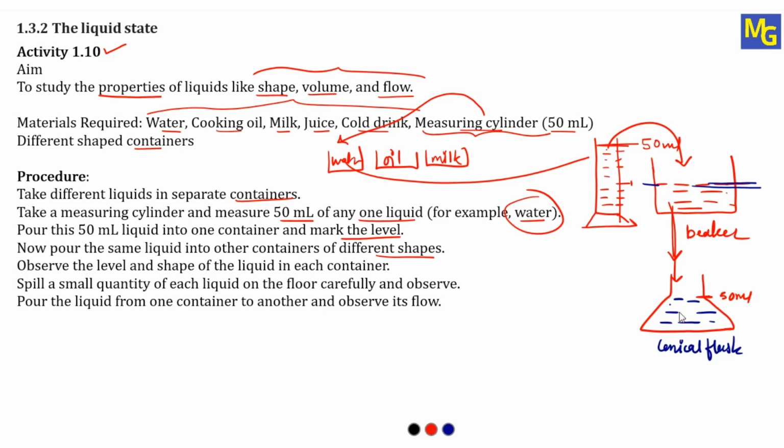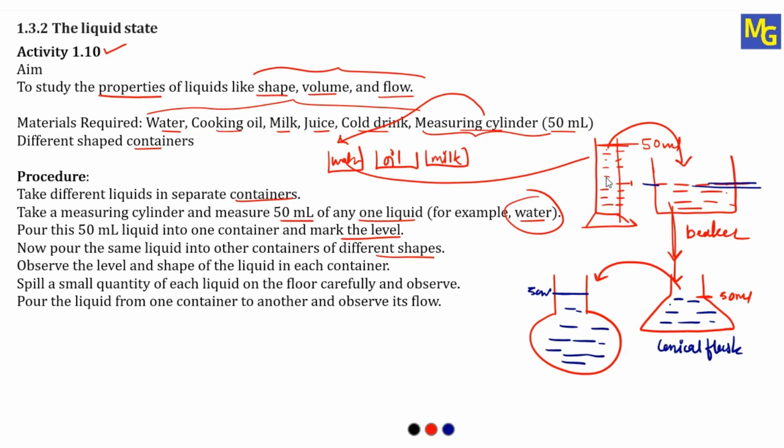Now again we can repeat the activity. Take this water from this conical flask and pour it into another flask which has a different shape, a round bottom flask. Take this water and pour it into this round bottom flask. Here, this is the mark which shows it is 50 ml, and this is the water which you have poured. Now observe carefully the shape and the mark in each container.